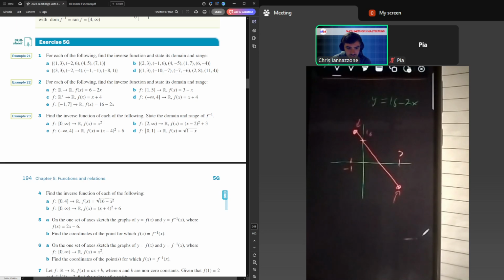My graph isn't to scale, by the way. I just noticed that it should all be positive over this domain, since the x-intercept would have been 8.